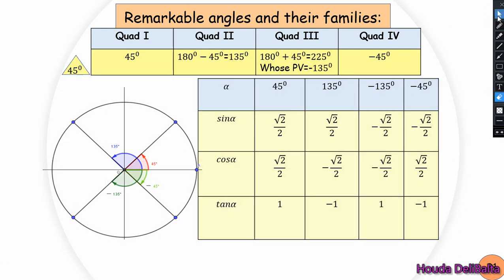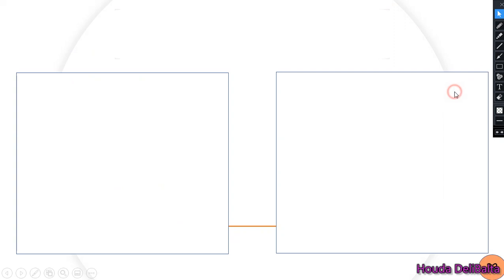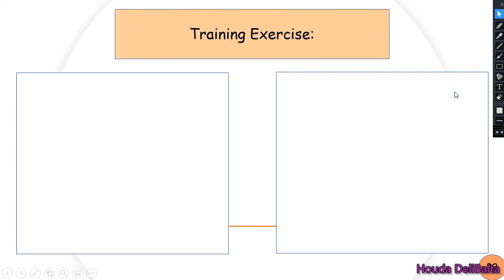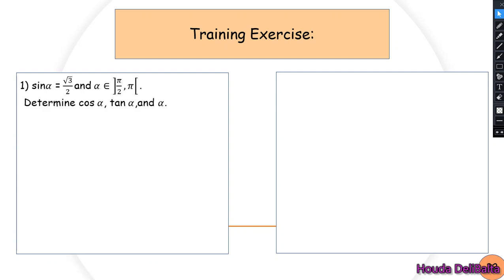And now, here is a training exercise to apply these ideas and to use some of the previous identities and rules we took before. Here is given sine alpha equals radical 3 over 2, where alpha belongs to pi over 2 and pi. So alpha belongs to this interval bounded by pi over 2 and pi, which is 90 and 180. I have to determine cosine alpha, tangent alpha, and alpha.